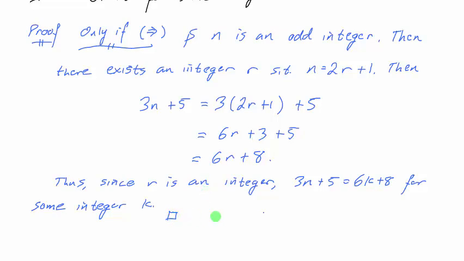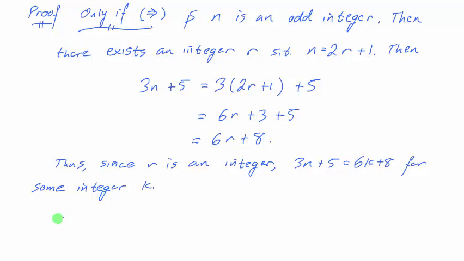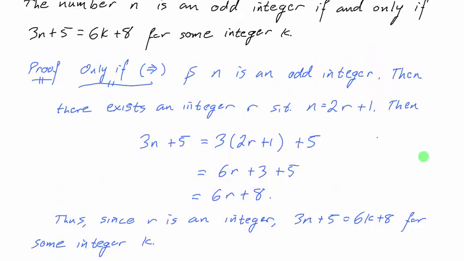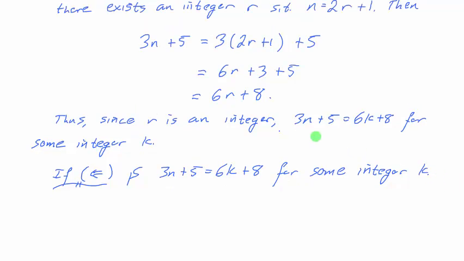If you want to go ahead and put an end of proof symbol there, you could, although with the if and only if statements, you definitely need some summarizing statement at the end, so I'll hold off until then. For the if direction, that's the arrow coming back in the other way, we're going to start with supposing that 3n plus 5 is equal to 6k plus 8 for some integer k. And then we want to show that we can write n as 2 times an integer plus 1.